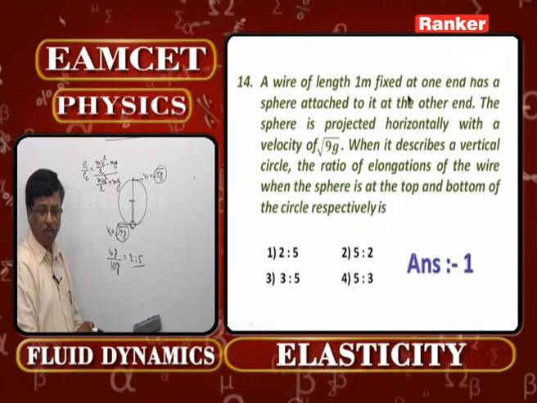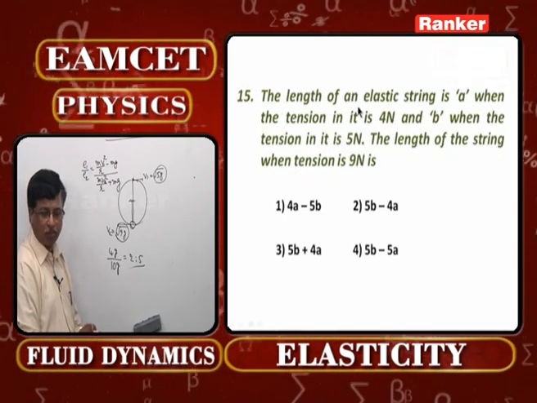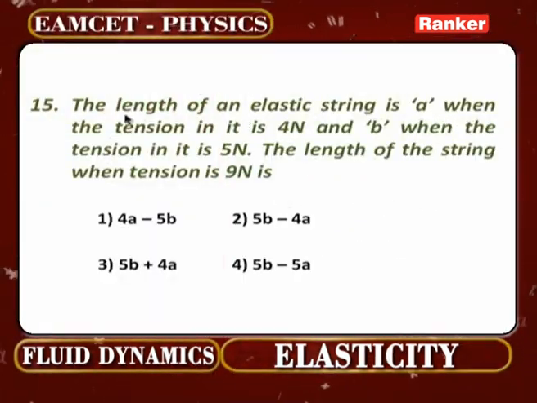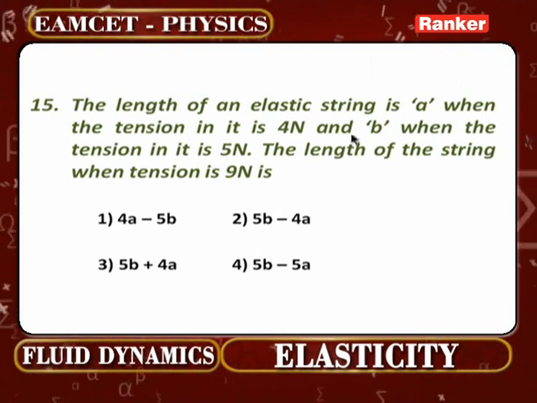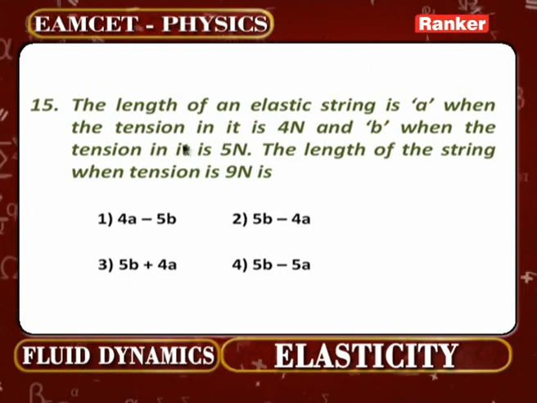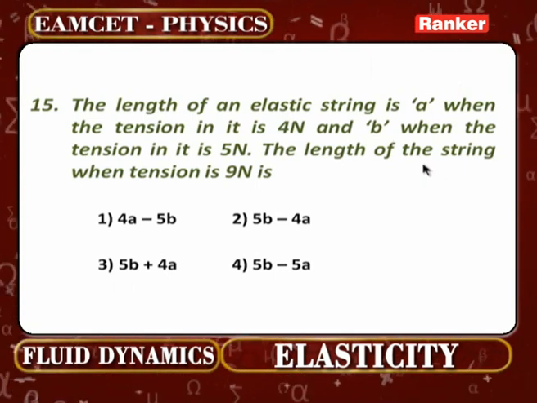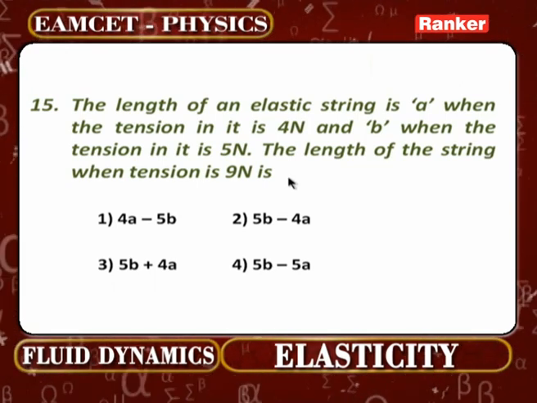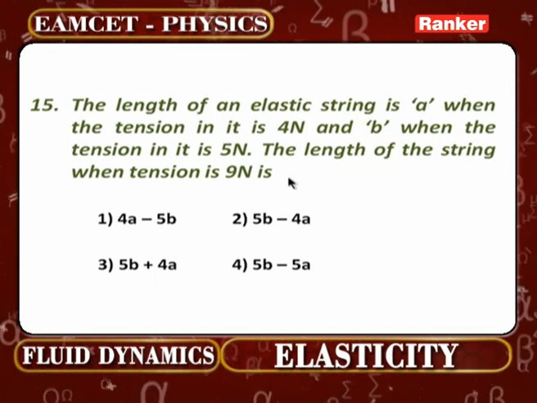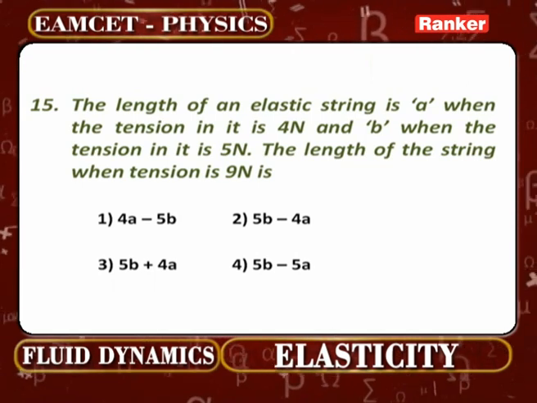Let us now take the next number, that is problem number 15. The length of an elastic string is A when the tension in it is 4 Newton, and B when the tension in it is 5 Newton. The length of the string when tension is 9 Newton is how much? One of the very commonly asked models in Eamcet examinations in fact.